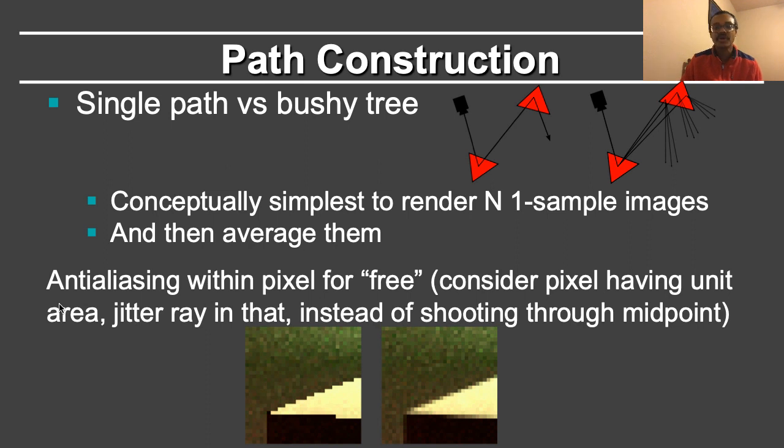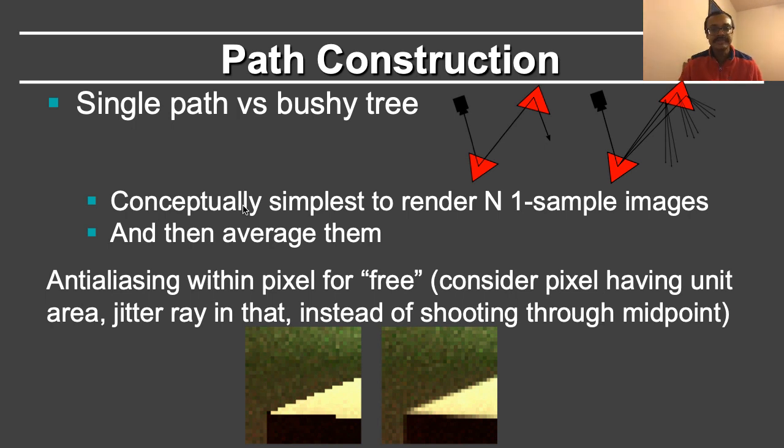In fact, this corresponds to having a single path versus a bushy tree. So a bushy tree would be something like this, where you start with a single path to a triangle, and then at each bounce you split into 3 paths in this case, and so eventually you will have a large number of paths coming out of that single path. On the other hand, a single path hits the triangle and it continues with only one path going forward.